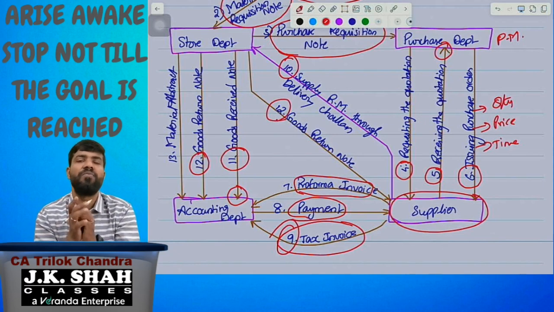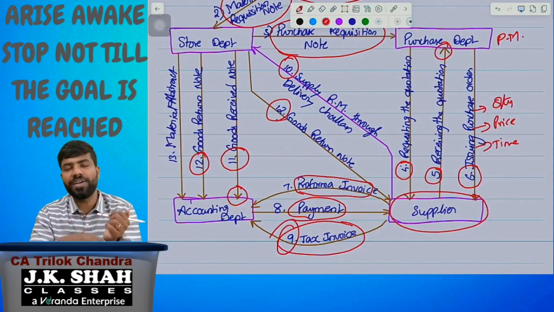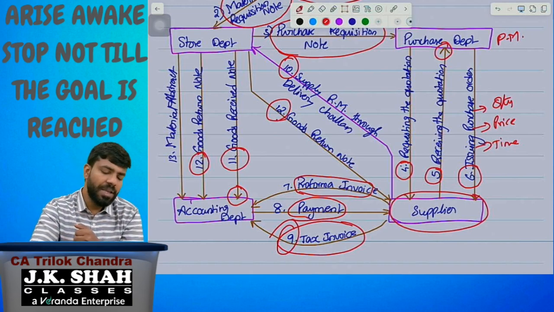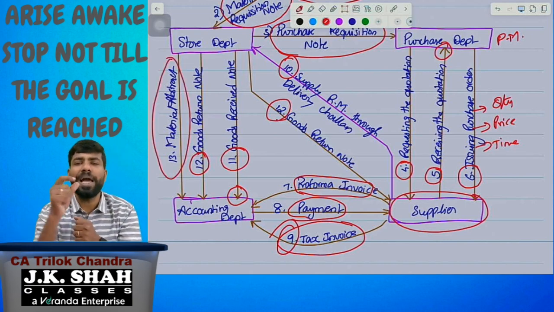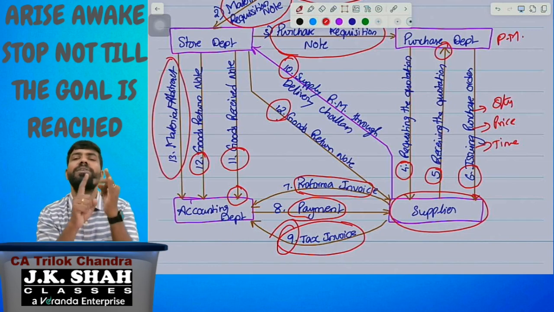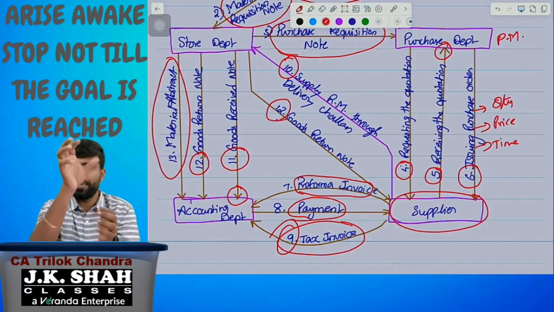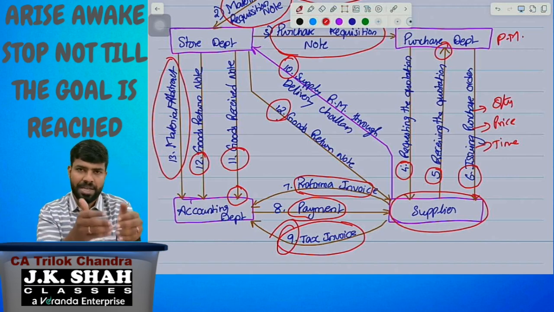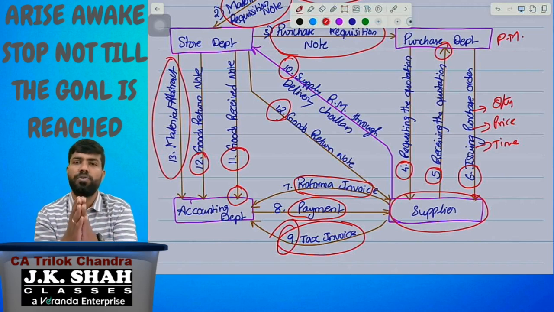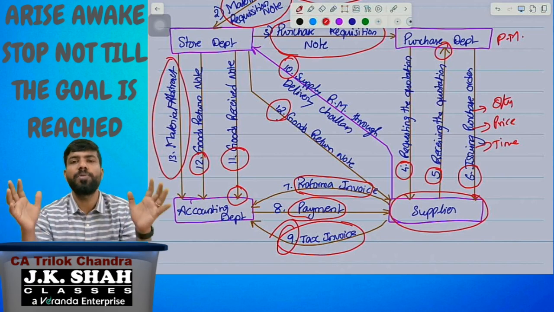Clear? Finally, after returning the goods, whatever goods are in good condition, they'll place in the storeroom. Finally, they'll prepare one document called the material abstract. In the material abstract, they'll clearly mention how much quantity has been ordered, how much has been received, how much has been returned, and how much is there in the storeroom. Everything will be clearly specified in the material abstract, which will be forwarded to the accounts department for the purpose of accounting. So this is called the material procurement process.